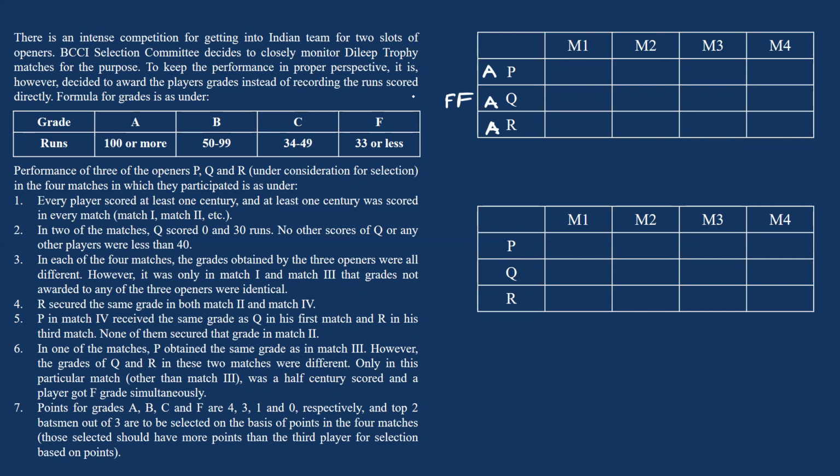Okay. Now, R secured the same grade in both, and none of the other players did not get F. Now let's understand this point very carefully. In each of the 4 matches, the grades obtained by 3 openers were all different. However, it was only in match 1 and match 3 that grades not awarded to any of these 3 openers were identical. So these 3 players were awarded different grades out of these 4. For example, A, B, C, and F.